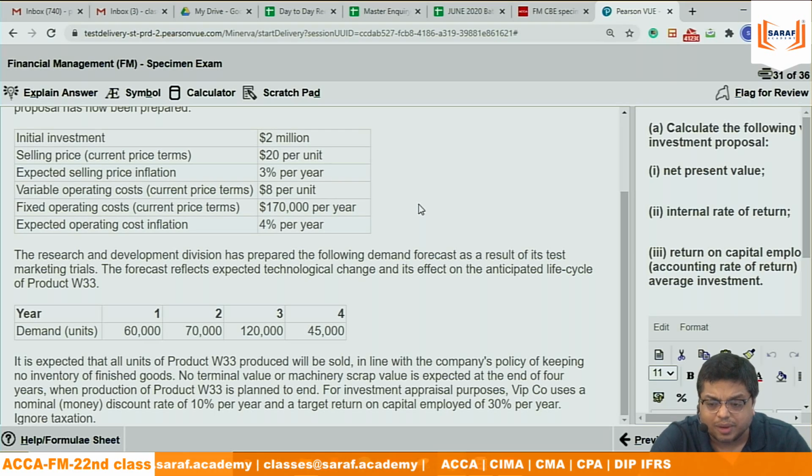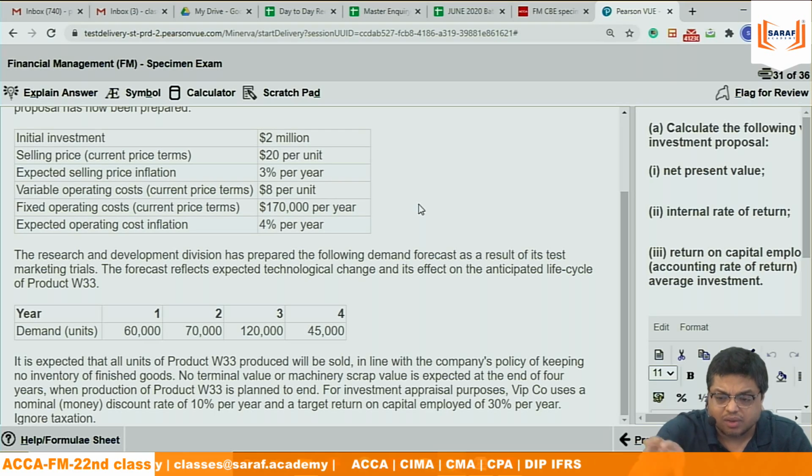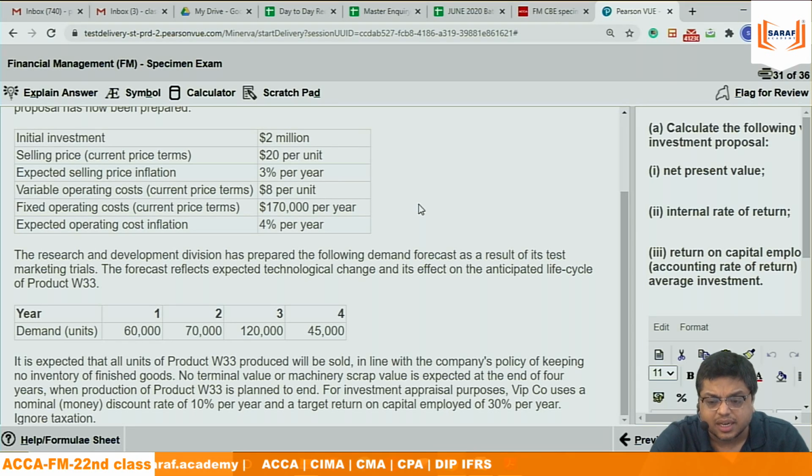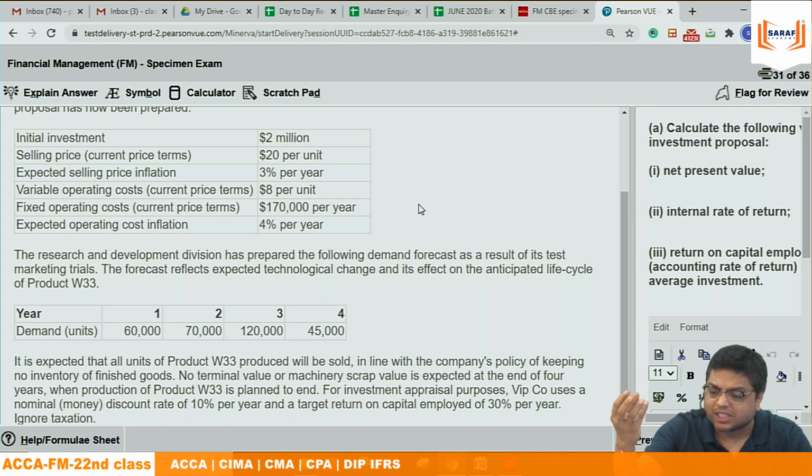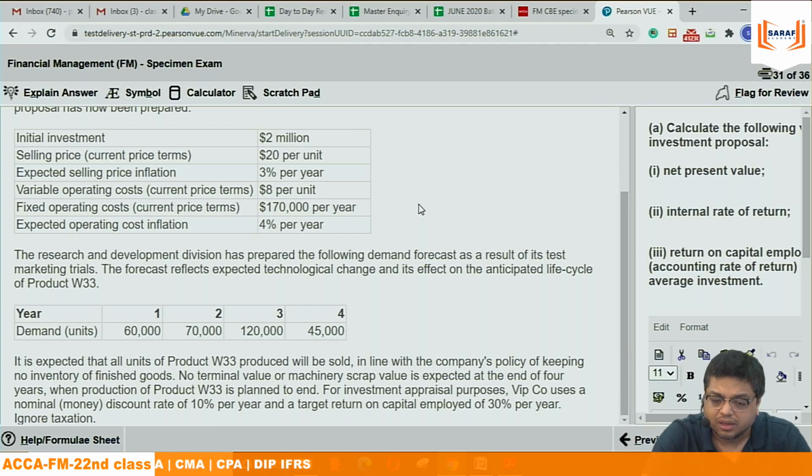Now, what is real and nominal? If in the calculation of the cash flows we don't consider inflation, then the cash flows will be treated as real. Then, when calculating NPV, the discount rate should be real. But that is possible only if one inflation rate is given in the question. Because here, if I convert 10% into real, whether I use 3% or 4% will create a problem.